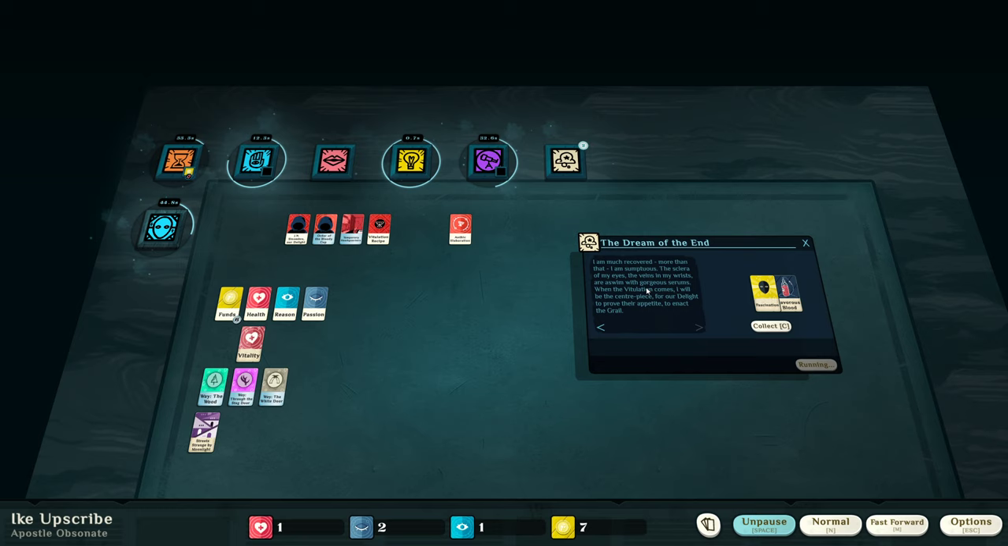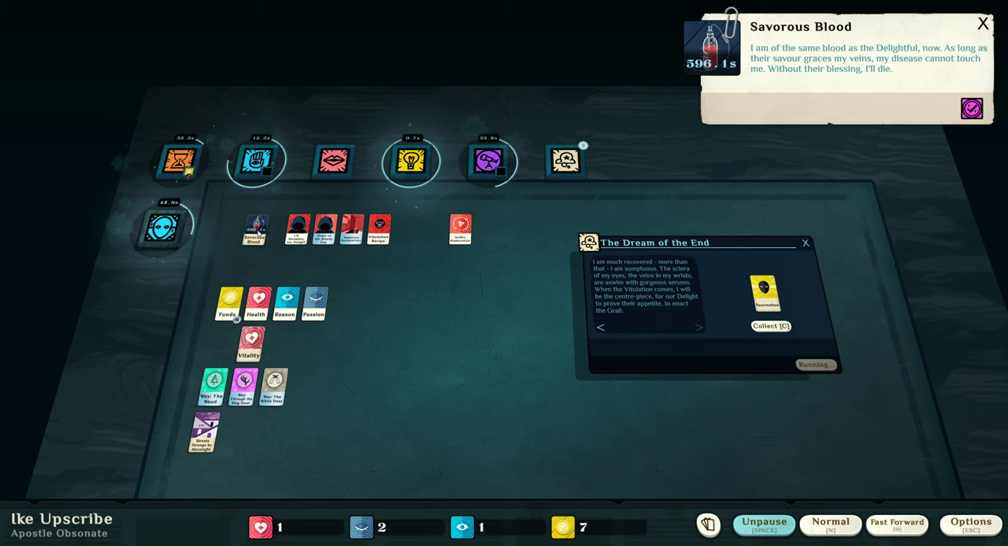I am much recovered. More than that, I am sumptuous. The sclera of my eyes, the veins in my wrists are aswim with gorgeous serums. When the vitulation comes, I will be the centerpiece for our delight to prove their appetite to enact the grail. And I now have savorous blood. I am of the same blood as the delightful now. As long as their savor graces my veins, my disease cannot touch me. Without their blessing, I will die.